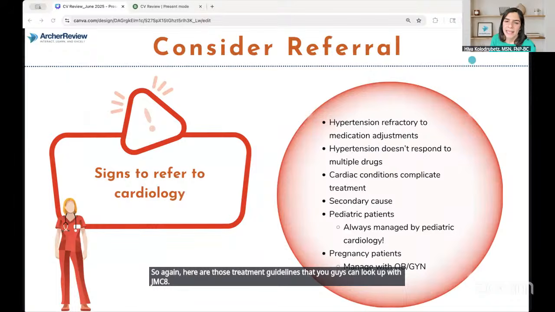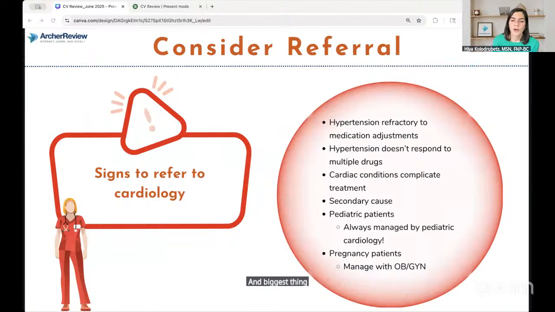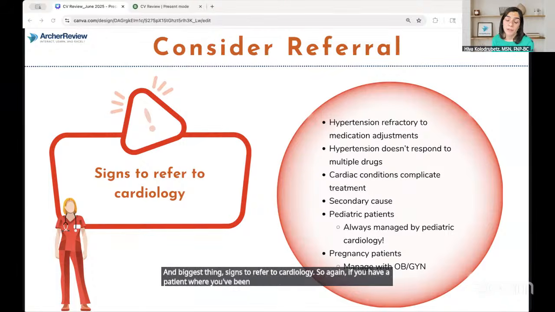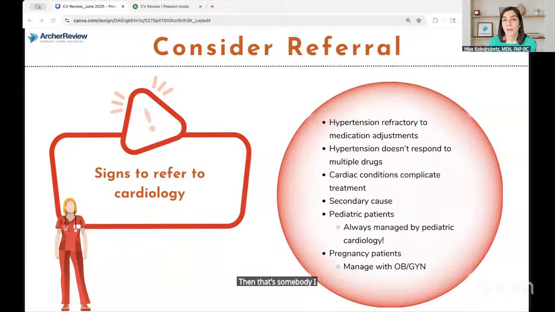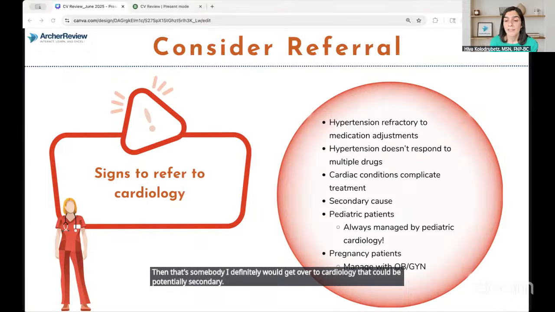And biggest thing, signs to refer to cardiology. So again, if you have a patient where you've been working with them for a little while and their hypertension's just not coming down, and you've tried multiple medications, you've done medication adjustments, then that's somebody I definitely would get over to cardiology. That could be potentially secondary causes of hypertension.